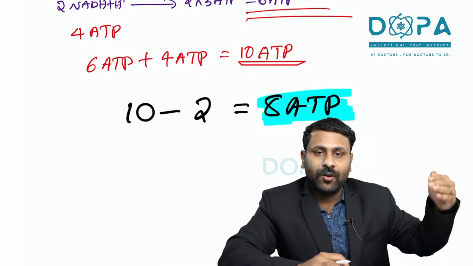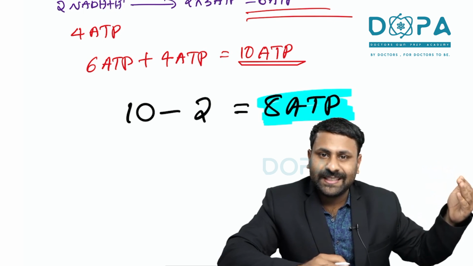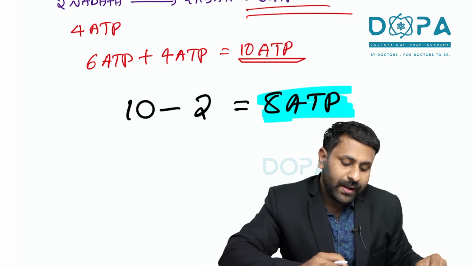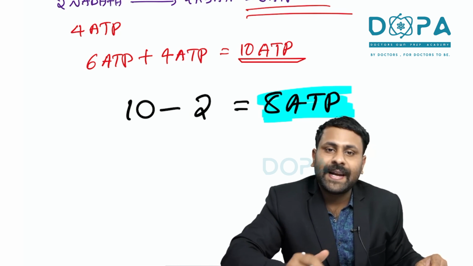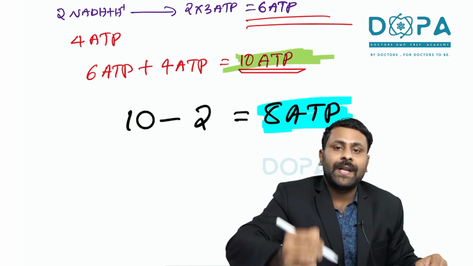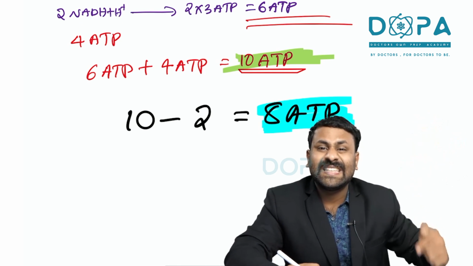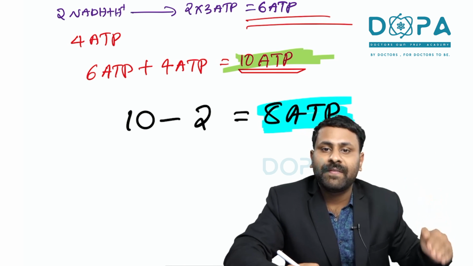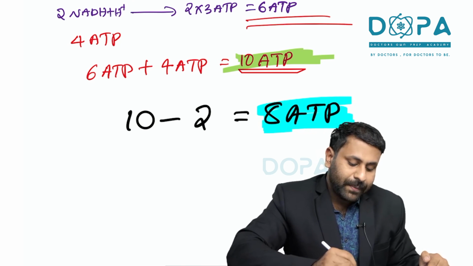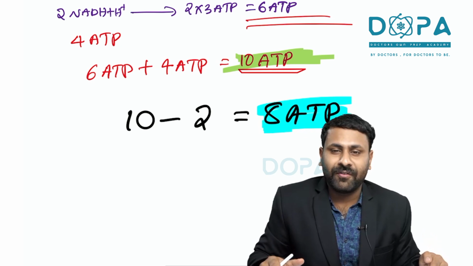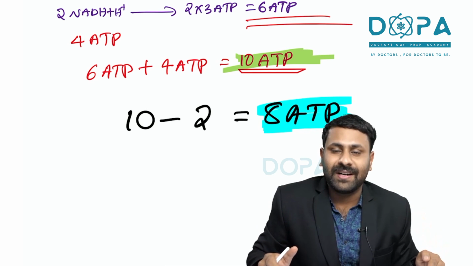Then 2 molecules of ATP are formed from each G3P, so 2 G3P can produce 4 ATP. 6 plus 4 is equal to 10 ATP. 10 ATP is the total production, and 2 ATP are consumed during the first and third steps. That 2 ATP will be subtracted. So 10 minus 2 is equal to 8 ATP. 8 ATP is the net gain of glycolysis. Don't forget, 8 ATP is the net gain of glycolysis.